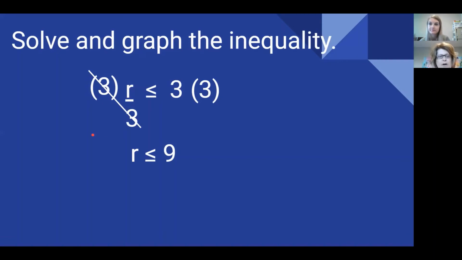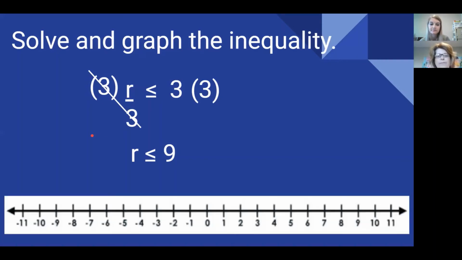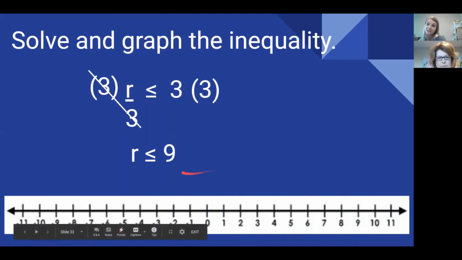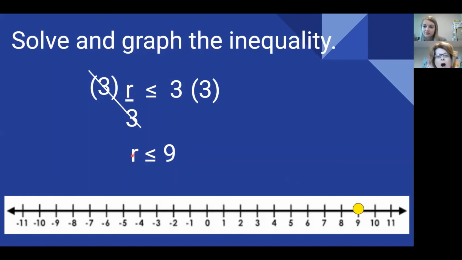Now let's pull up our number line. And this is our starting point, 9. Now we have to ask ourselves, should this be a closed circle or an open circle? Mrs. Z, what do you think? Closed. Why? Because it has the equal sign underneath of it. So it could equal that number, so you got to include it. Excellent. So we've got a closed circle on 9. And then all my R's have to be less than that. So that means my arrow is going to go to the left.